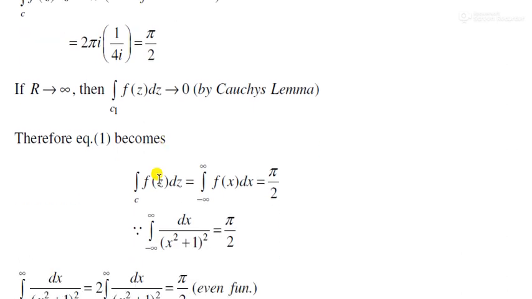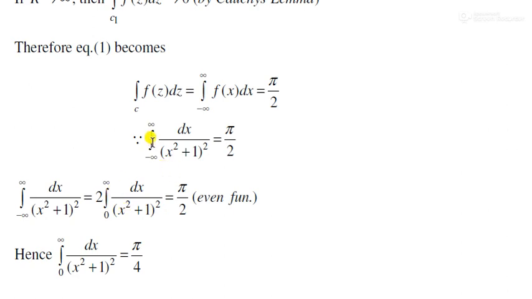Again, by Cauchy's lemma, as r tends to infinity, integral over C1 approaches 0. So, integral over C of f of z dz will be equivalent to integral from minus infinity to infinity of f of x dx. So, we already know the value of this. Therefore, the value of the integral of f of x dx will also be equivalent to pi by 2. Therefore, integral from minus infinity to infinity of dx by (x square plus 1) the whole square equals pi by 2.